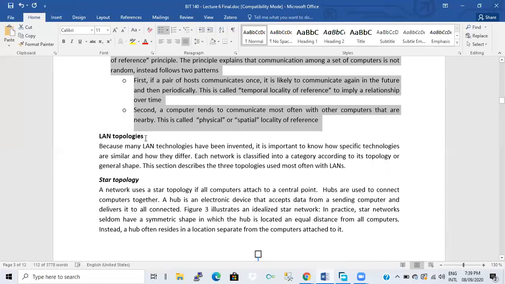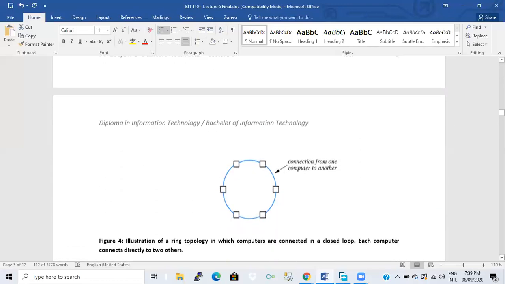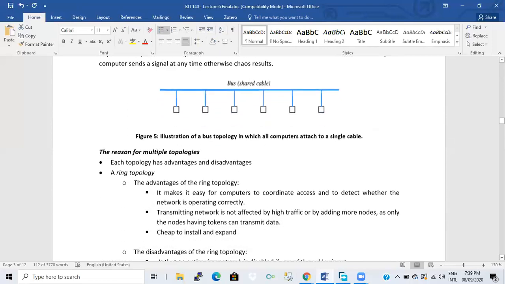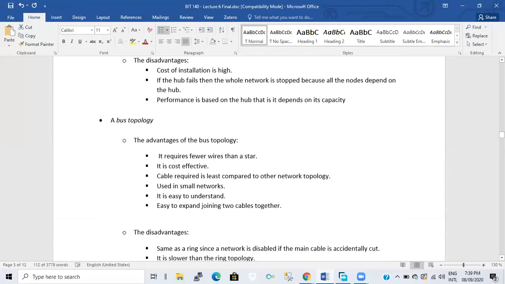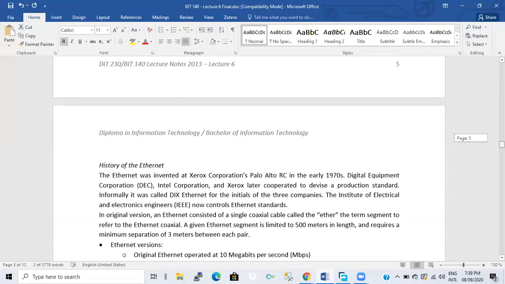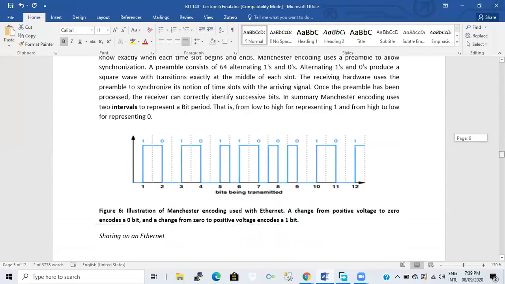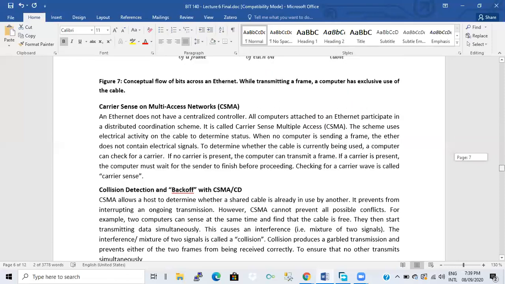You need to read on the LAN technologies, which are the star, the bus, as well as the ring topology. Advantages and disadvantages, get to read on that. I will surely ask questions on that. Apart from that, also read on Ethernet, which is an example of a LAN technology we have just been looking at. Read on Ethernet, not the history. Like I said, I won't ask anything on the history. I'll ask mostly on the Manchester encoding scheme. Apart from that, read on carrier sense multiple access.